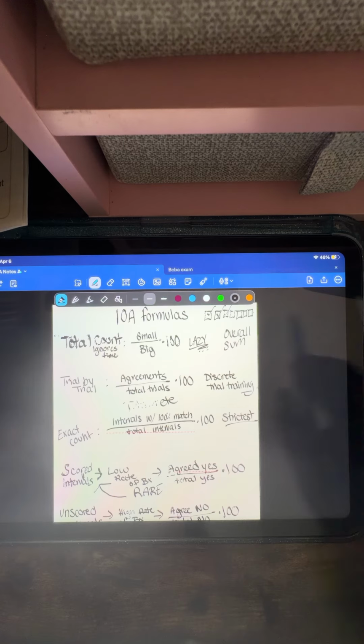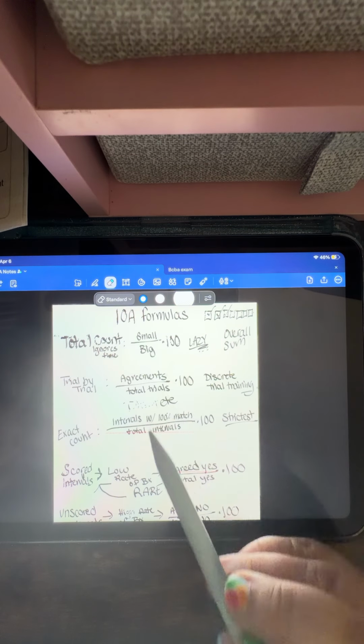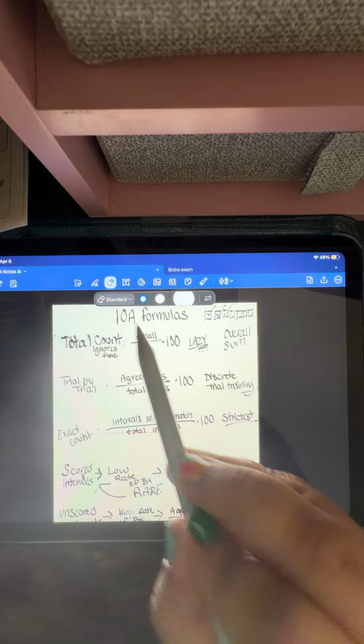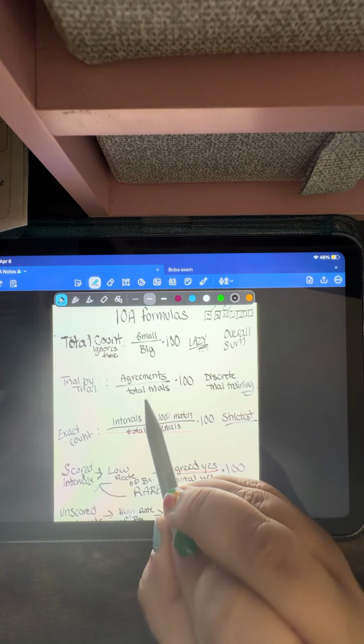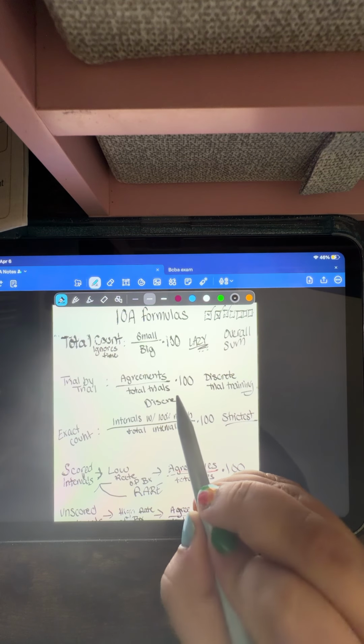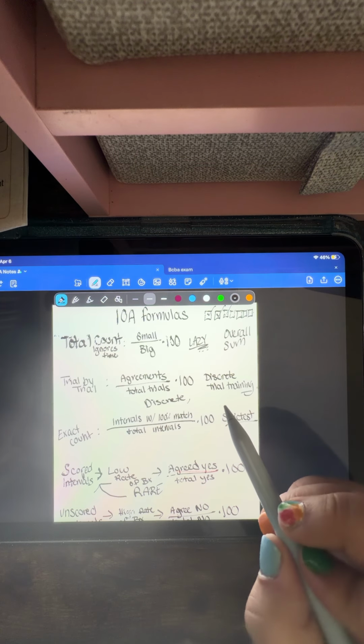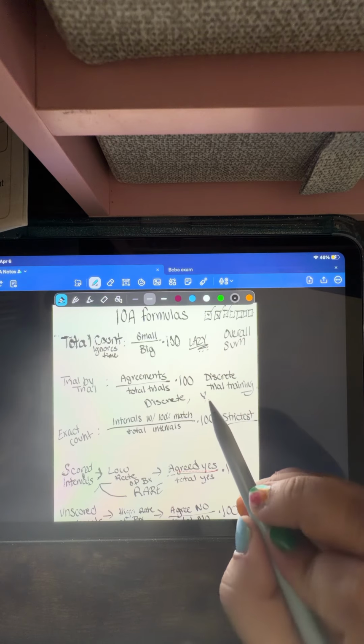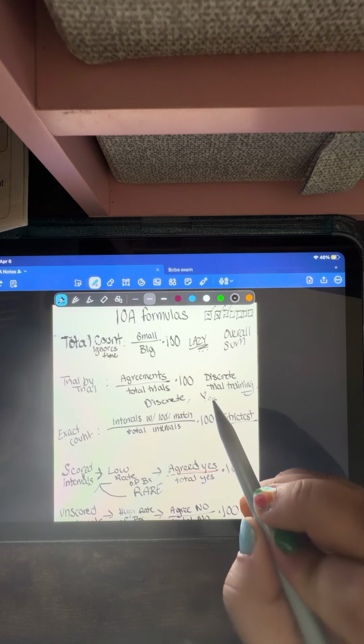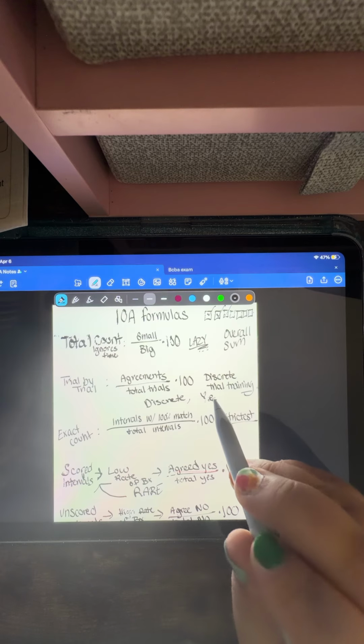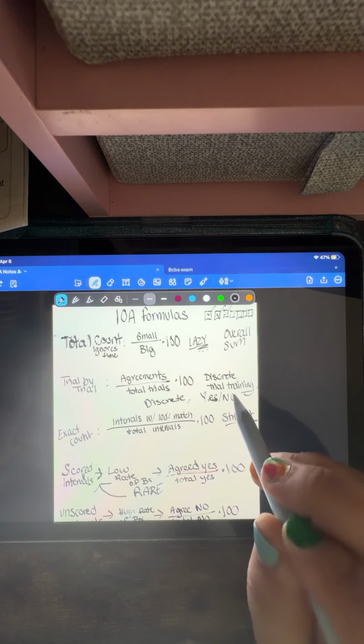Wow, that's a word. I'm deleting that. That was just despicable. Discrete.